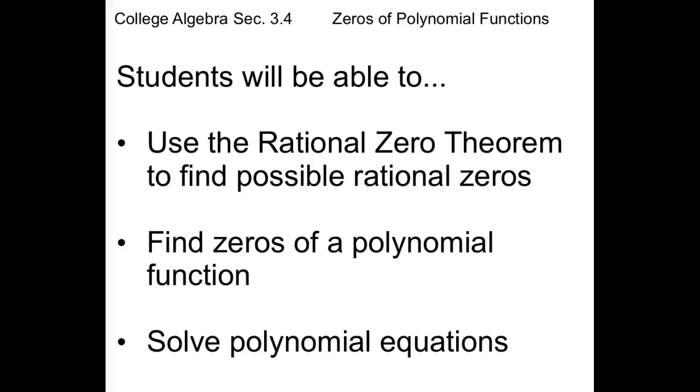All right, section 3.4, we are going to start using that whole synthetic division process. We start with our rational zero theorem to help us find possible rational zeros. And then we are going to look at using that synthetic process to narrow down that list and actually find all the zeros. Okay? So that's how far we're going to get today.